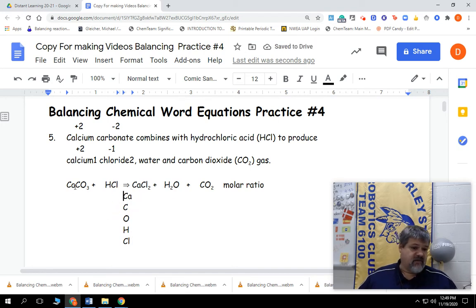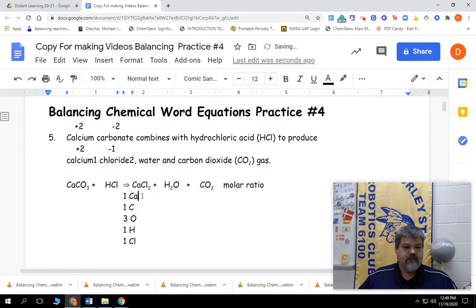So on this side over here, we have 1 calcium. We have 1 carbon there. That's it. So just 1 carbon. Oxygens, we have 3 right there. So we're going to have 3. Our hydrogens, we only have right there, and that's 1. And our chlorine is right here, and there's only 1 of them also.